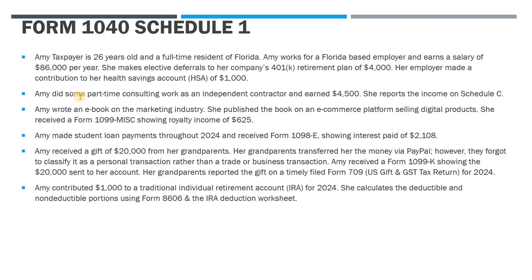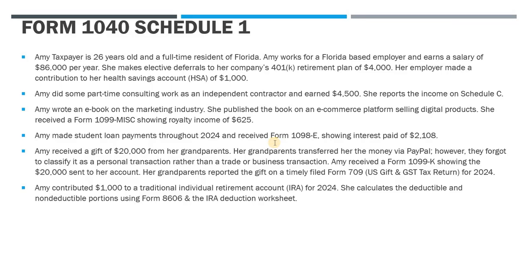But okay, so the taxpayer we have here in this scenario is a full-time resident of Florida, works for a Florida-based employer. She made deferrals to her 401k retirement plan at work of $4,000, and her employer made a contribution to her HSA of $1,000. Now, she also did some part-time consulting work on an independent contract basis, so not an employee, and earned $4,500, which she ultimately reports on Schedule C.